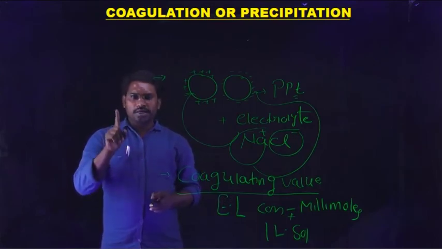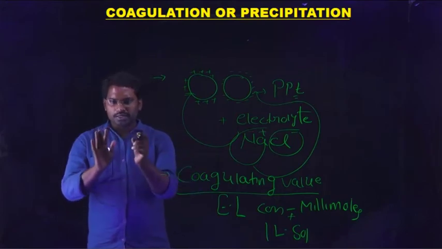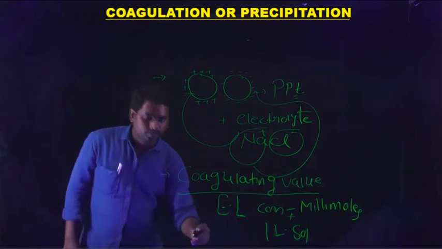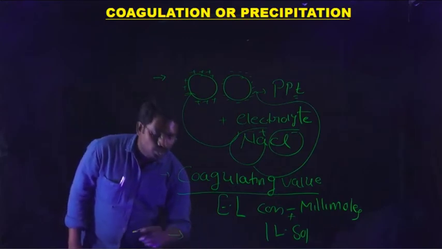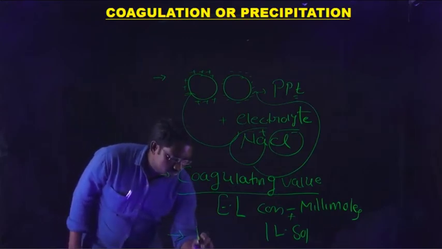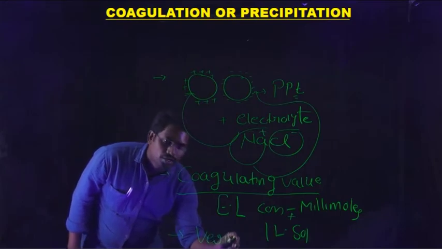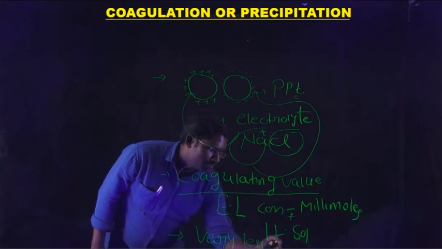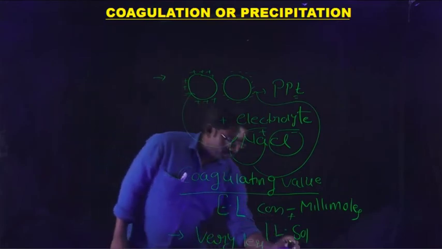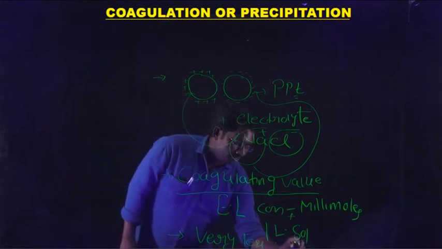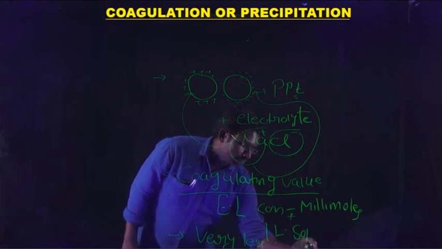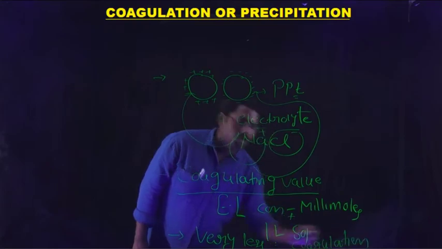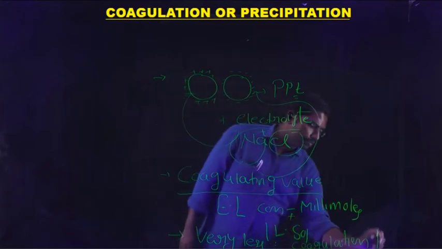If the coagulating value of an electrolyte is very less, its flocculating power is more. It is another important point. The coagulating value of the electrolyte is very less, therefore its coagulation power or flocculation power is more.